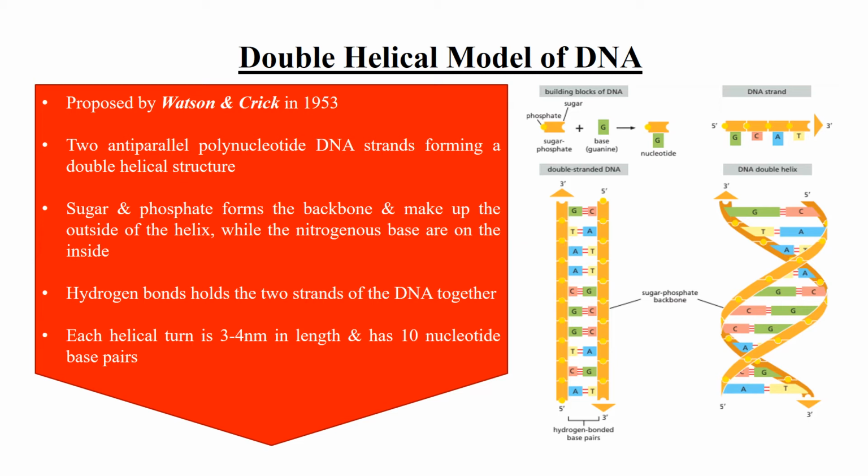The backbone of the DNA molecule is made up of sugar and phosphate, and this sugar and phosphate make up the outside of the helix, while the nitrogenous base forms the inside of the helix. The hydrogen bonding between the nitrogenous bases on the opposite strands is responsible for holding the two strands of the DNA together. In each helical turn, which is around 3 to 4 nanometer in length, there are approximately 10 nucleotide base pairs.